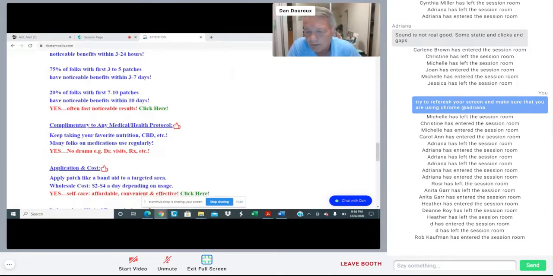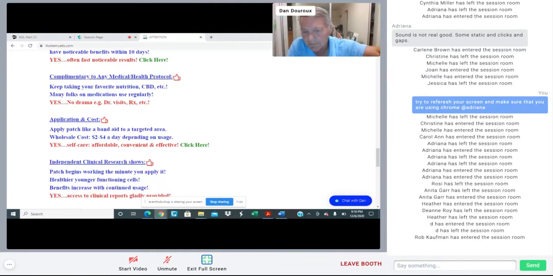This is a real important point. If you're taking nutrition right now, your favorite supplements, your favorite CBD, whatever you're taking, continue to take it. There's not even a discussion about not taking what you're currently taking now. And as far as medications go, we have a number of people that are taking medications, and we can get into that, but they seem to be taking them less and that type of thing.